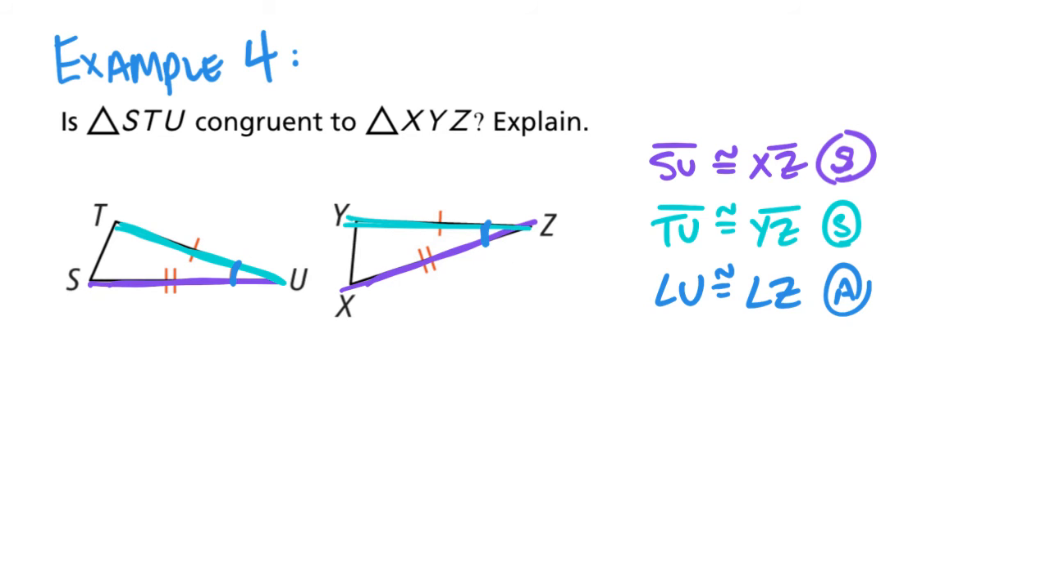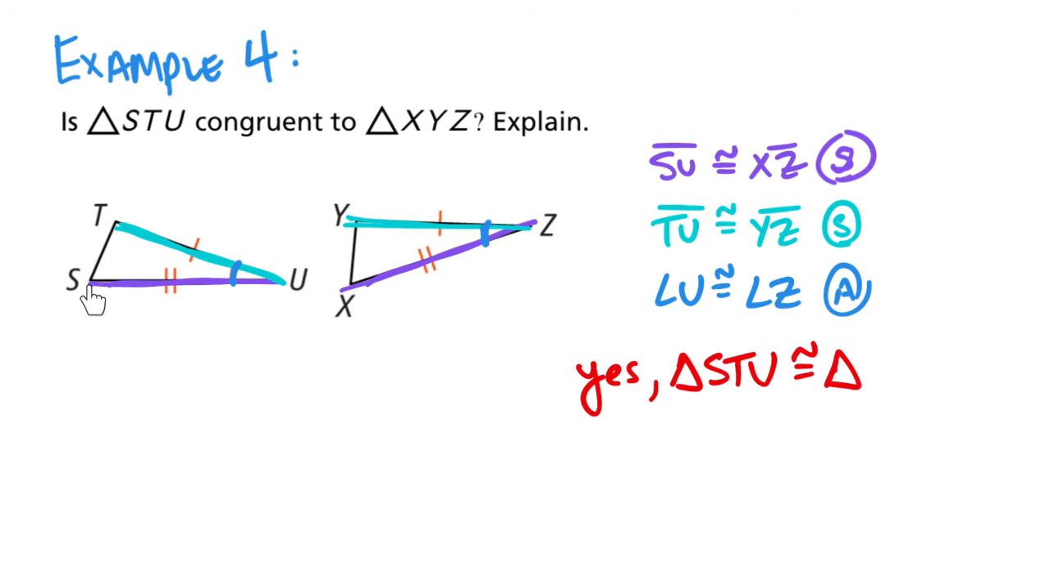So my answer is going to be that yes, triangle STU is congruent to triangle, and then I've got to be careful here in how I name the second triangle, because remember, when I'm making a congruent statement like this, I am saying which parts of this triangle correspond to the parts of the other triangle. So whatever corresponds to S has to be the first letter I name here.